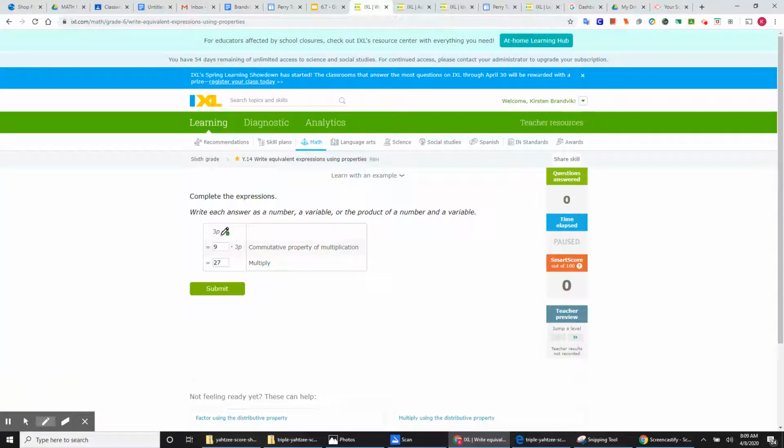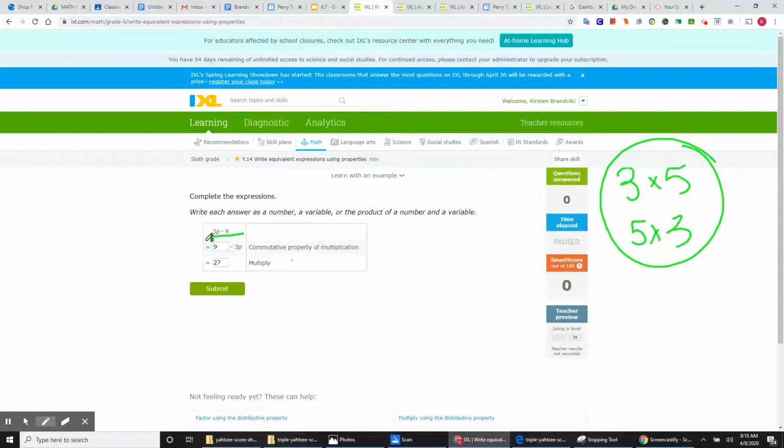So here, if we have 3p plus 9, it says the commutative property of multiplication. Remember, the commutative property of multiplication just says that you can flip the order of the numbers and you're still going to get the same answer. Okay, this is an example of the commutative property. So here we have 3p plus 9. That would be the same as 3p times 9. That would be the same as 9 times 3p. And then when we multiply 3 times 9, we would get 27p.